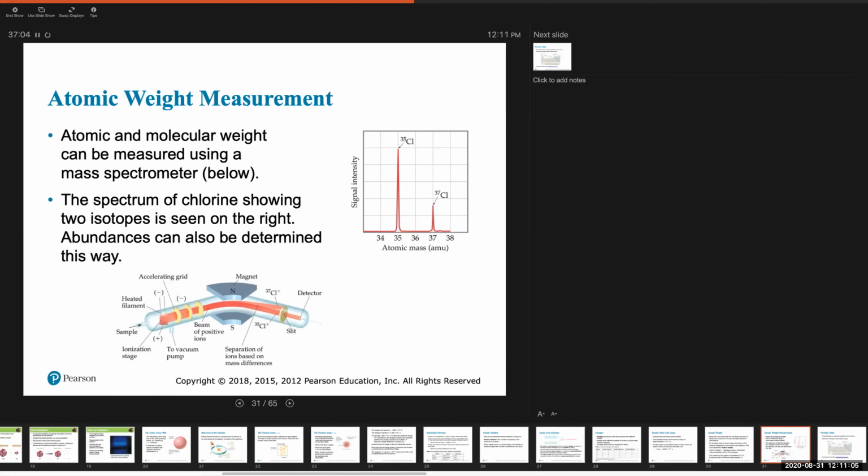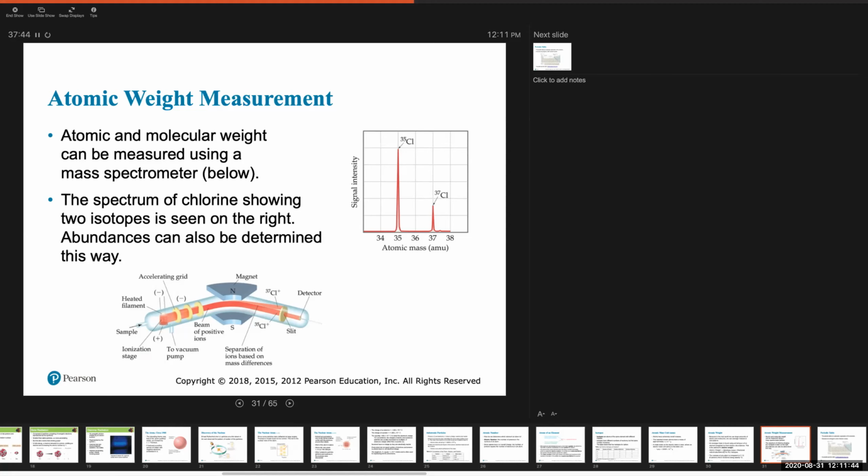Here's a picture of one type of mass spectrometer. What I would just point out here is that you have ions flowing through it, and then you use our old friends electric fields. You see the positive, negative, and you see a magnetic field to deflect things. Based on that, you can figure out, here's chlorine, for instance, 35 and 37 are two of the isotopes for chlorine. You can figure out how much chlorine 35 and chlorine 37 is present by doing something like this.